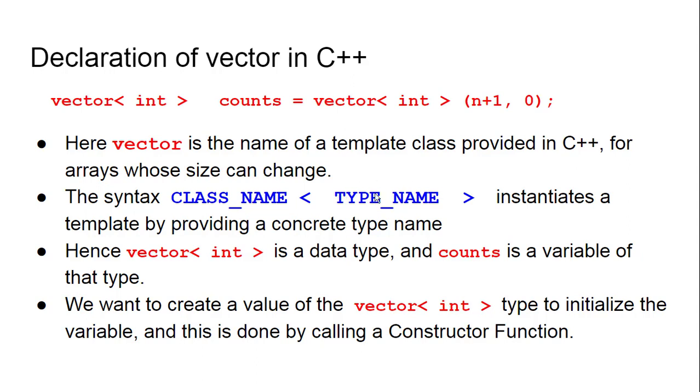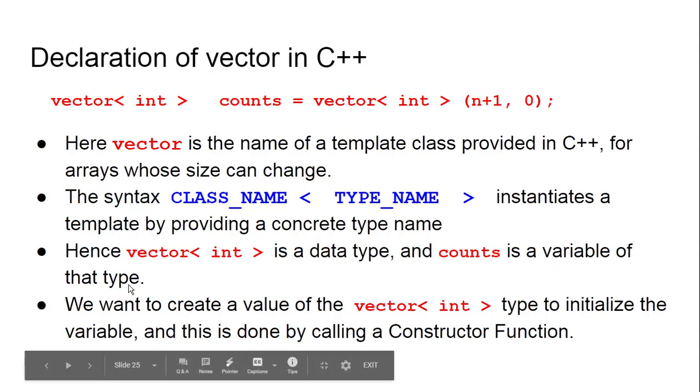So this syntax is to instantiate a class name by providing a concrete type name. Just like here, vector int, we are saying we want to use vector, and we want to use a vector of int. And this is a data type. So vector by itself is a template, but after we provide int, this is a concrete data type. And count is a variable of this vector int data type.